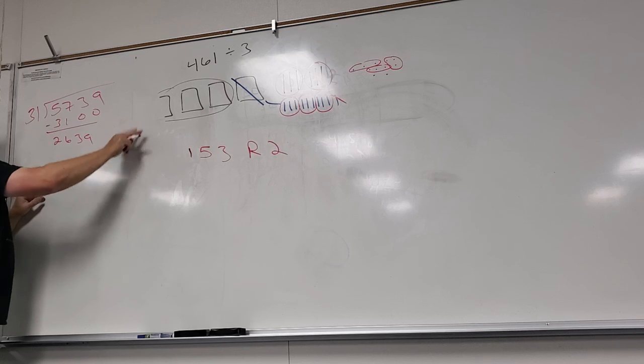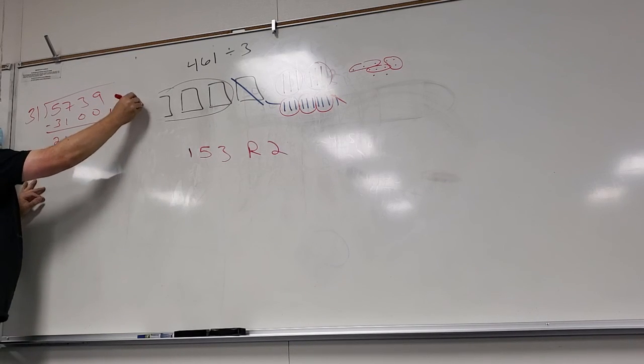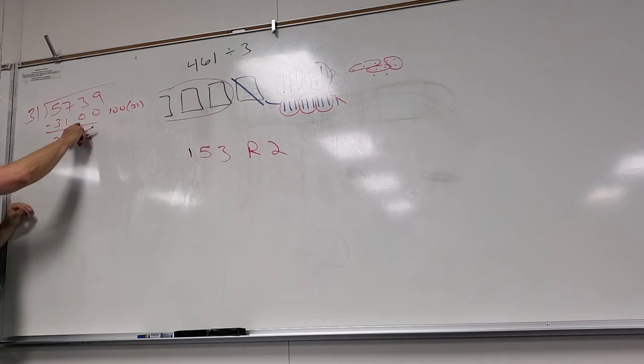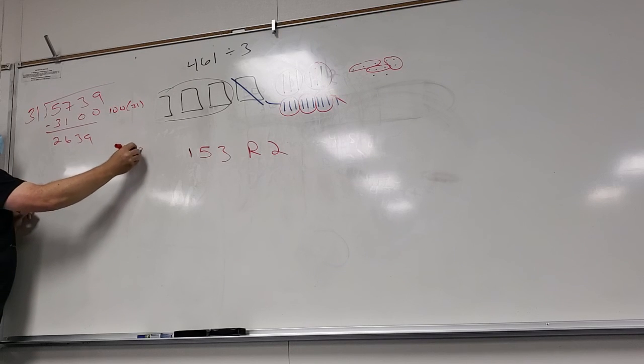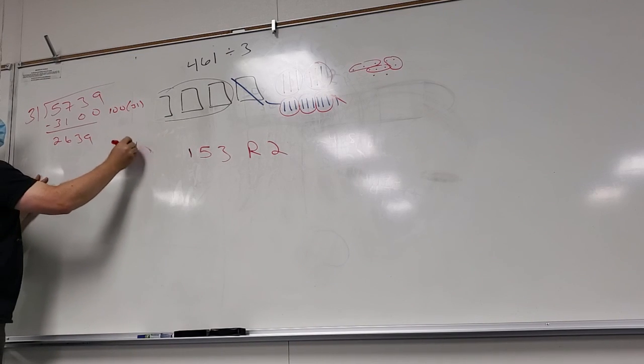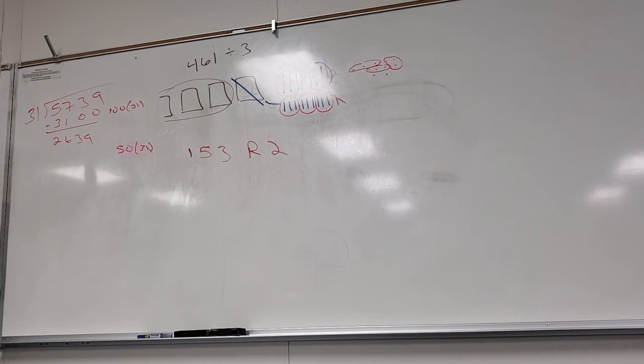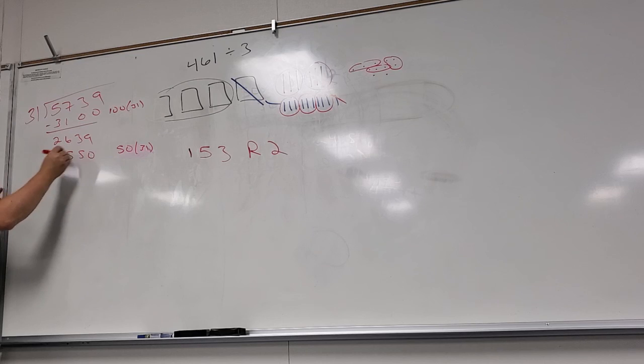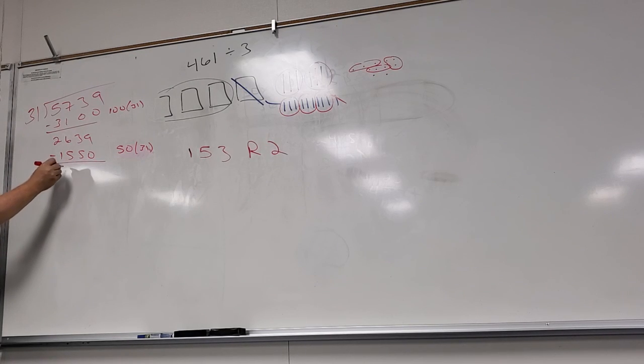So give me another guess. Let's say 10 31s. 10? No. 100 again? 100 would be too much, right? So let's say 50. Why not? Let's say 50. Somebody tell me real quick, if 100 31s is 3,100, what's 50 31s? Half of this. 1,550.